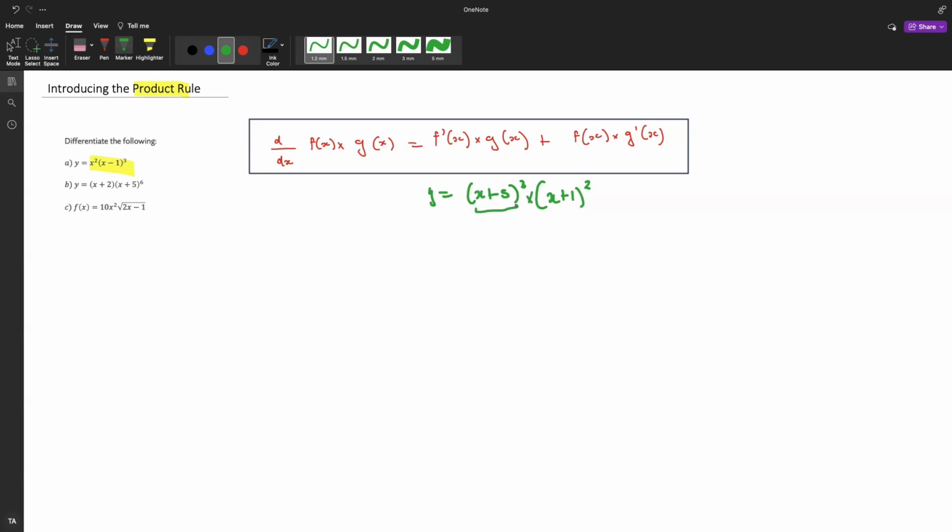If we just have this, we know how to differentiate that. If we have just this, we know how to differentiate that. But now we have it together. So how do we differentiate it when it's multiplied together? And the answer to that is this product rule. That's what we do here.